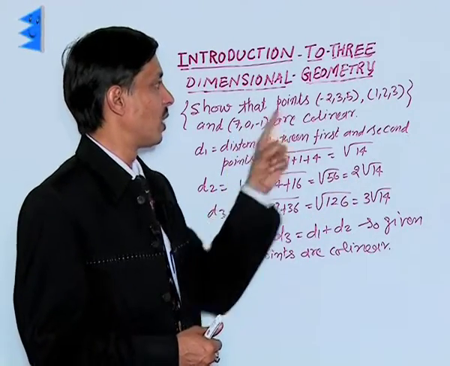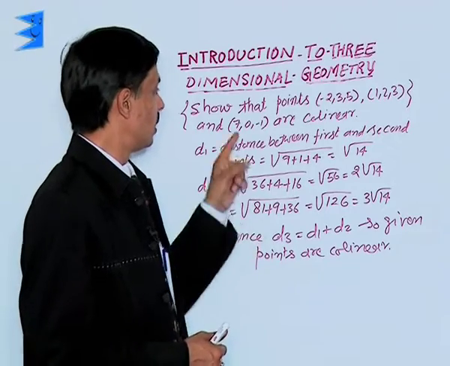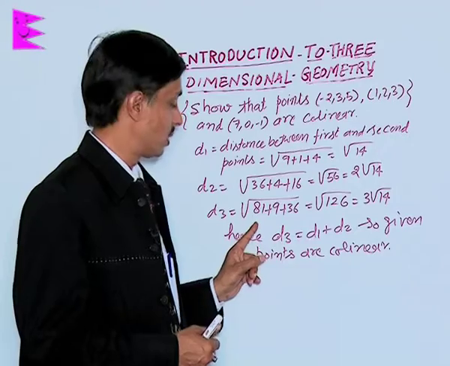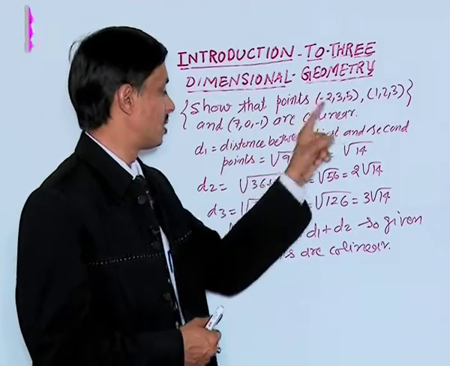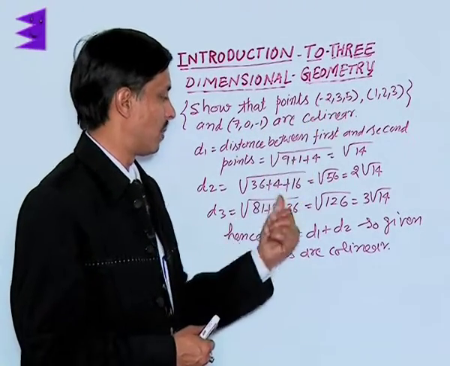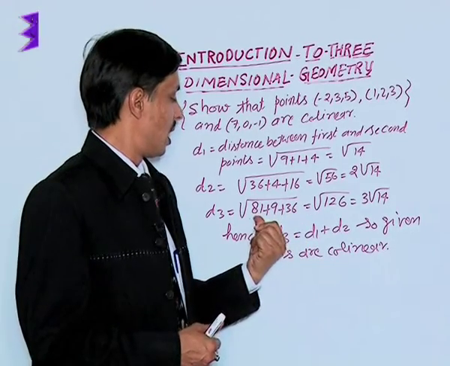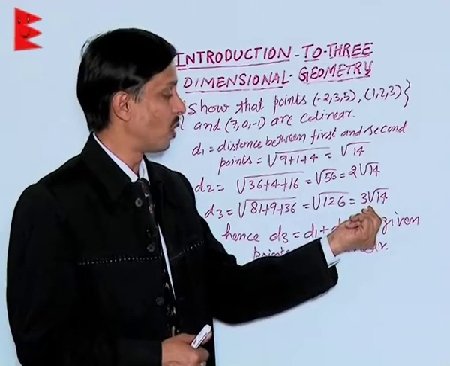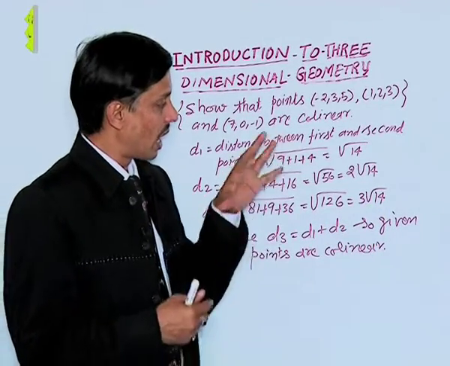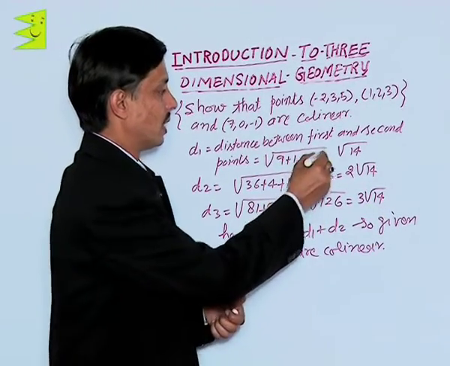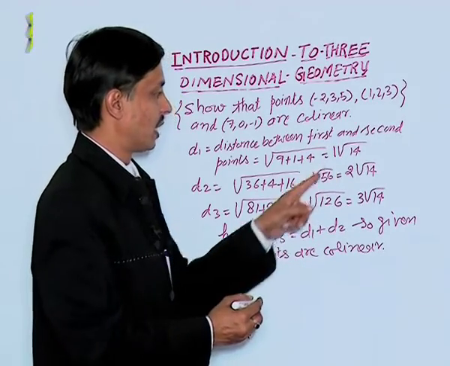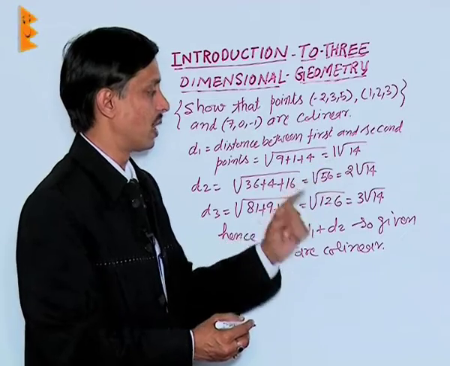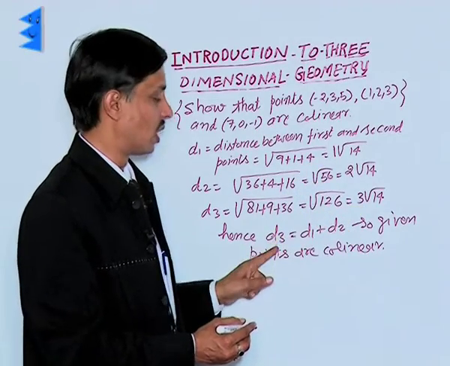Now the distance between the first and third, D3. 7 minus of -2 is 9, that is 81. Then 0 minus 3, square 9, and -1 minus 5 is -6, square 36. 81 plus 9 plus 36 is 126, its mixed surd simplest form is 3 root 14. I am finding here that the sum of the first two distances, D1 root 14 and D2 2 root 14, their sum becomes 3 root 14, which is equal to the third distance.